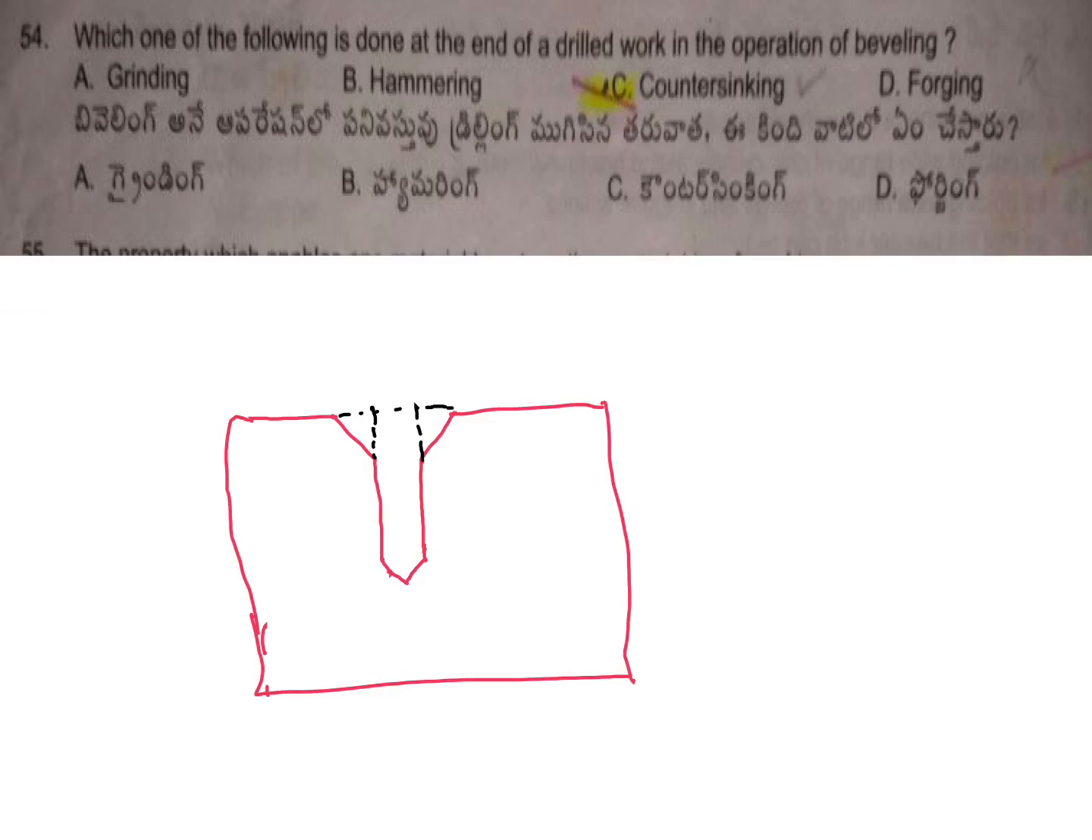Question is, which of the following is done at the end of a drilled work in the operation of beveling? A grinding, B hammering, C countersinking, D forging. First you will drill this portion, then in countersinking you will machine this portion. You have to remove this portion in countersinking. So finally you will get this shape. So the answer is countersinking.